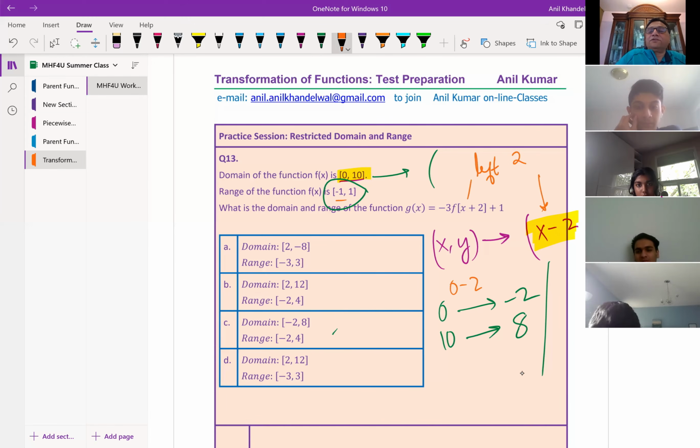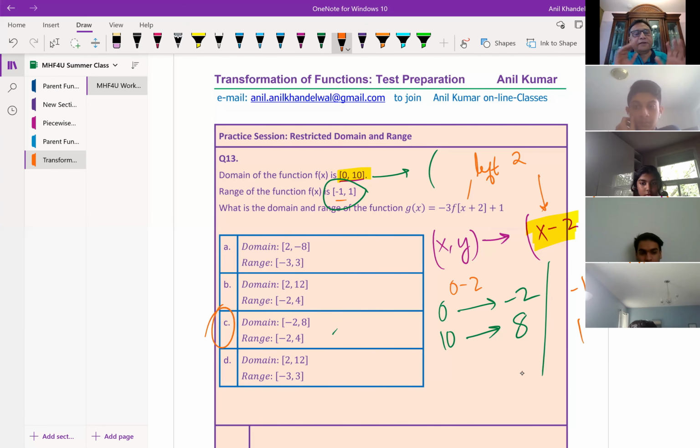No, for the range, you have to calculate using the y value changes. How does the y value change? What will happen to -1? You have to multiply by -3 and add 1. That's going to be 4. And 1 will become -2. So that becomes the range. Now it's become complicated, right?